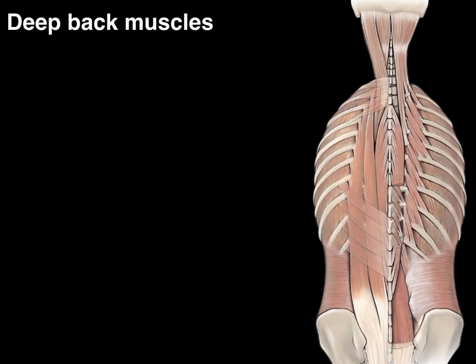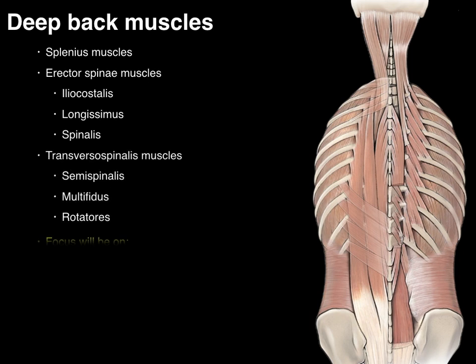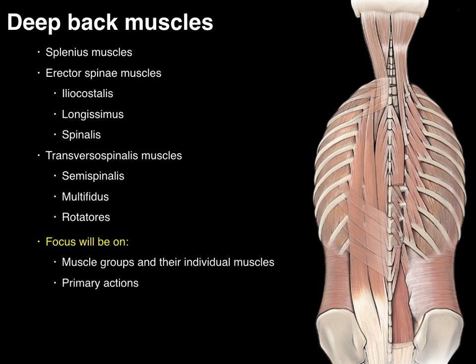Okay, so now let's go into the deep back muscles. These are the intrinsic back muscles, like the splenius capitis and cervicis, the erector spinae, and the transversospinalis muscles. Our focus is going to be on muscle groups and their individual muscles, their primary actions, and the innervation, not so much on the attachments.